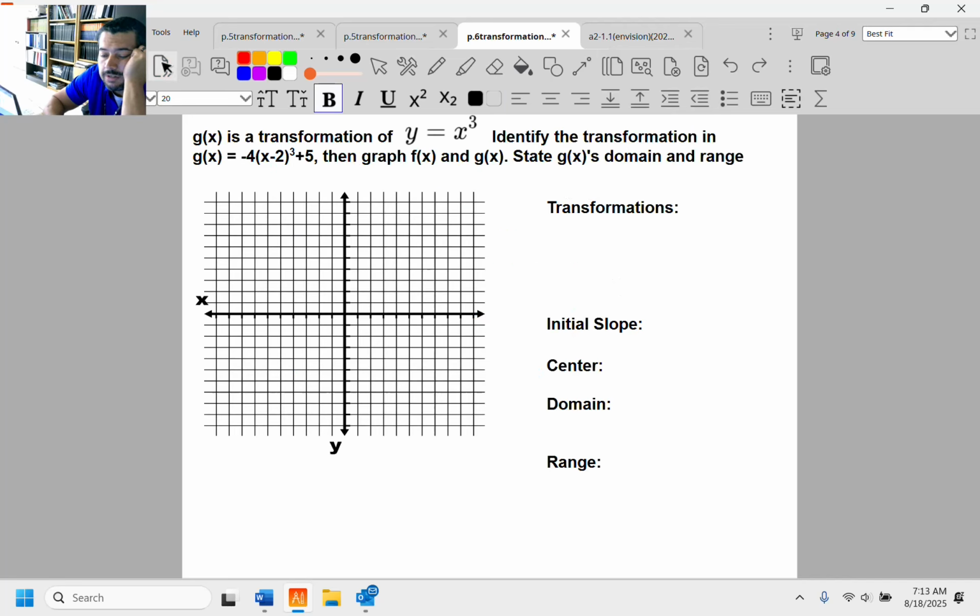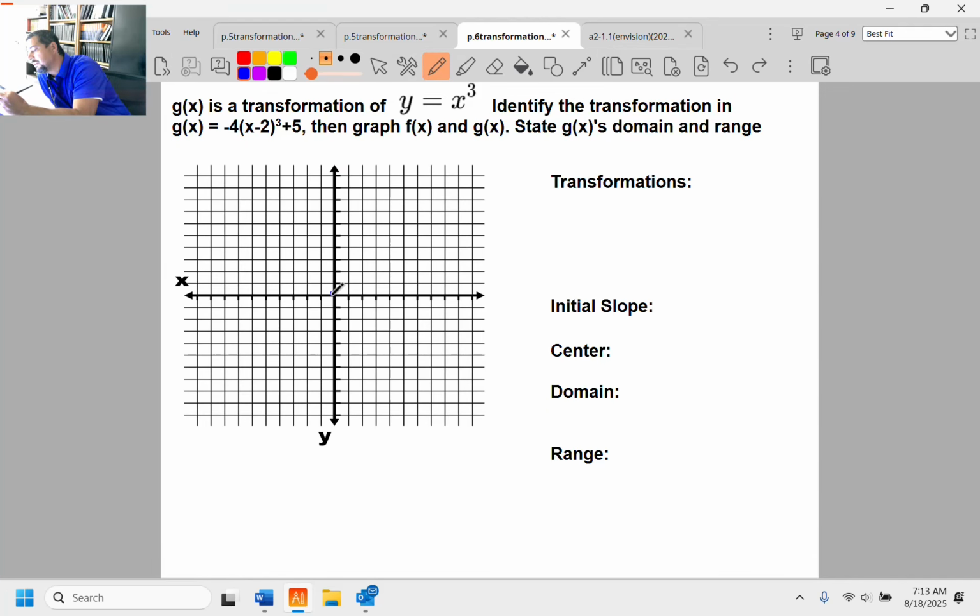Anywho, moving forward, g of x is the transformation of y equals x cubed. Identify the transformation. G of x equals -4 times x minus 2 cubed plus 5. Graph g of x and f of x. Take g of x's domain and range. So I'm going to do the graphing first just because. I'll graph mama. This is mama.